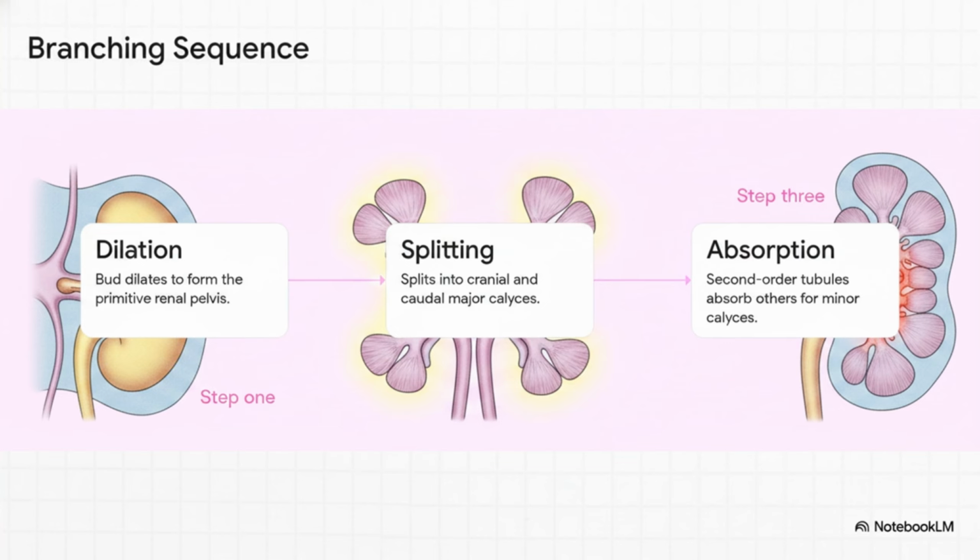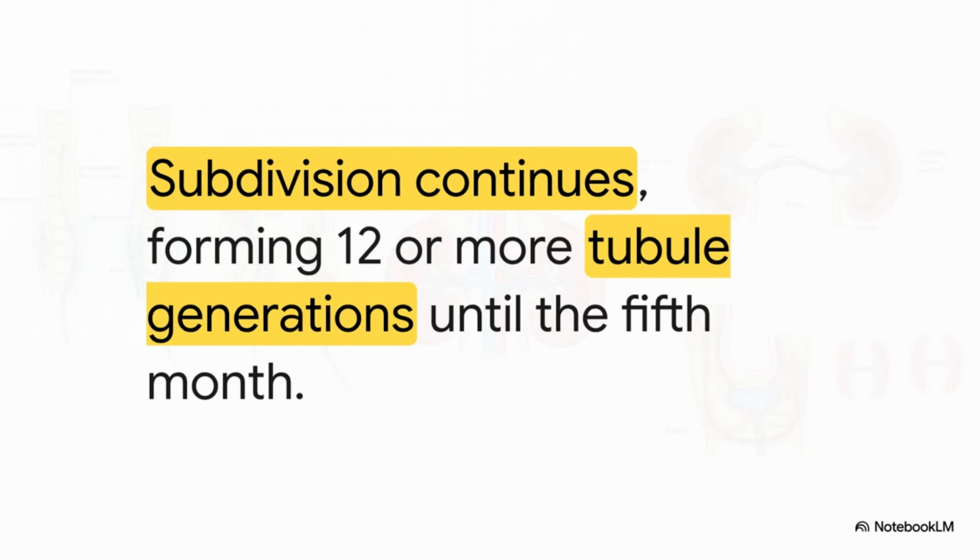Then step 3 is kind of fascinating. As the branching continues, the tubules of the second order actually enlarge and absorb the tubules of the 3rd and 4th generations. This specific process of absorption is exactly what forms the minor calyces of the renal pelvis. But wait, the process doesn't stop there. This branching mechanism is absolutely relentless. The ureteric buds just keep subdividing, driving the formation of 12 or more generations of tubules.